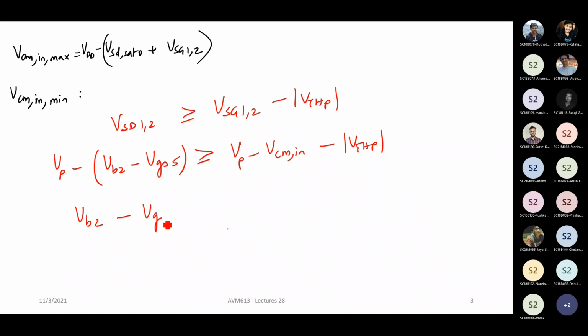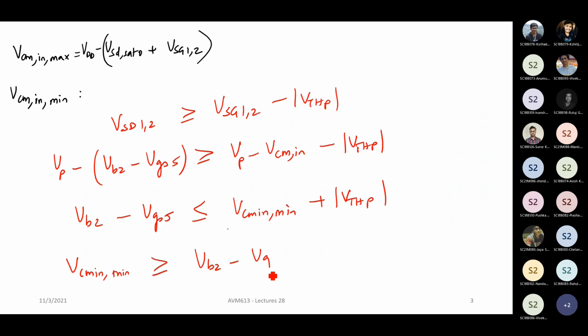So you get VB2 minus VGS5 should be lesser than or equal to VCM in min plus mod of VTHP. In other words, VCM in min should be greater than or equal to VB2 minus VGS5 minus mod of VTHP. Got it? So this is our minimum common mode input voltage. So let us throw in some numbers, so that we can get a sense of what we are talking about.